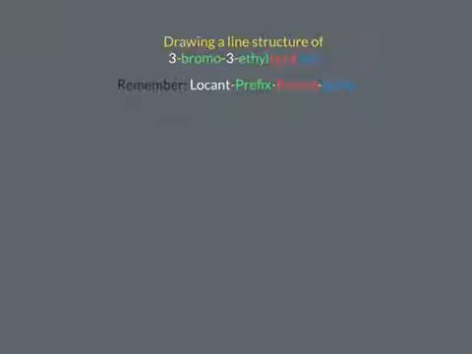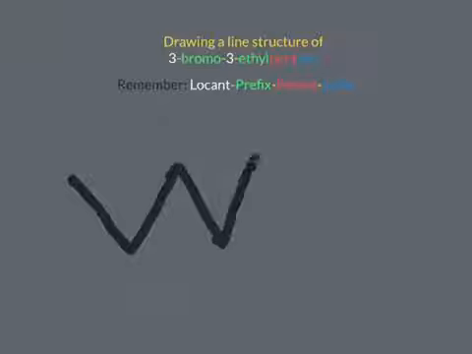Look first at your red section. Parent. You'll see pent. That tells us that our parent chain will have 5 carbons, which we will draw in now. 1, 2, 3, 4, 5. Looking in blue at our suffix, ane, once again tells us we're drawing an alkane, and thus we're connecting all of our carbons with just single bonds. There you have your 5-carbon parent chain.